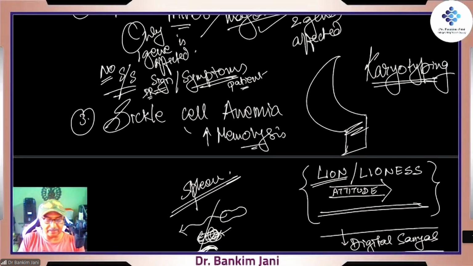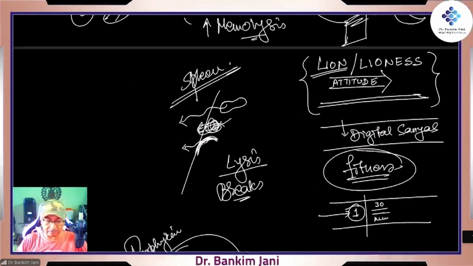The third one is the sickle cell anemia, in which there is increased hemolysis because of the shape of the cell, that is like the sickle shape. This is the shape. So they break very easily. They break much more easily. And this is what is called as the... So that's why this is over here. We talked about karyotype. It's very important.